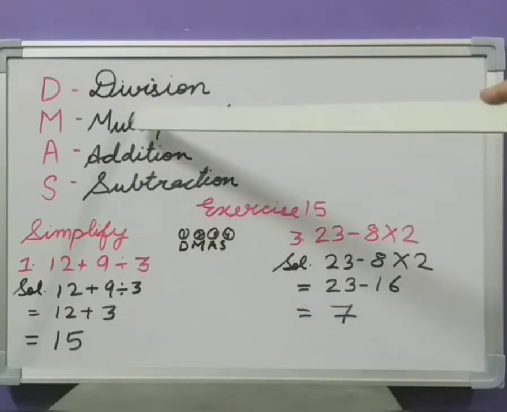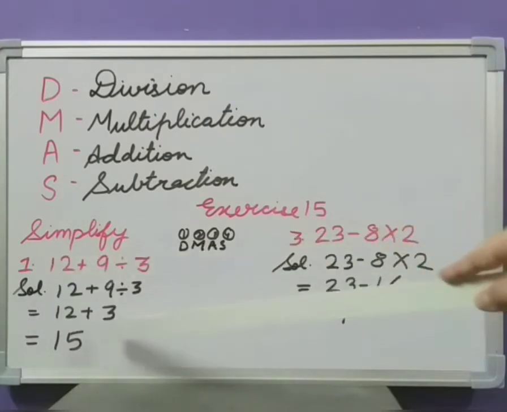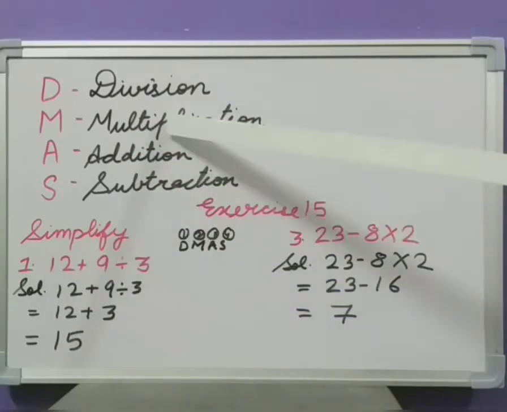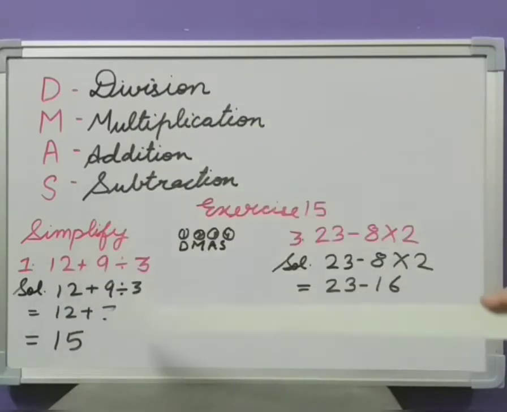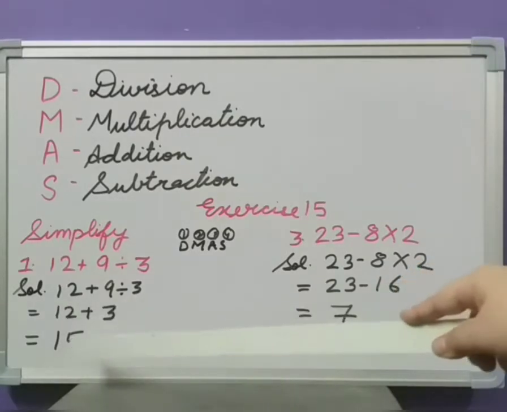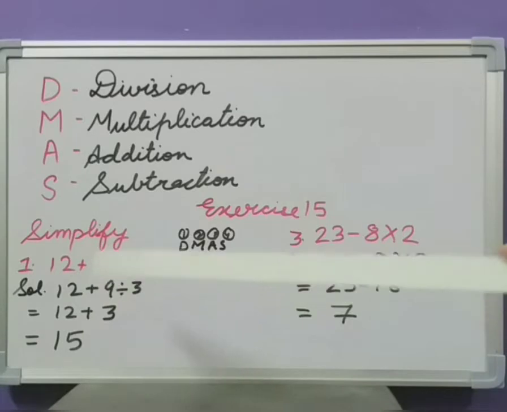Now we'll go for multiplication. Is there any multiplication in this expression? No. Now we'll go for addition. Is there any addition in this expression? Yes. So 12 plus 3 is equals to 15.